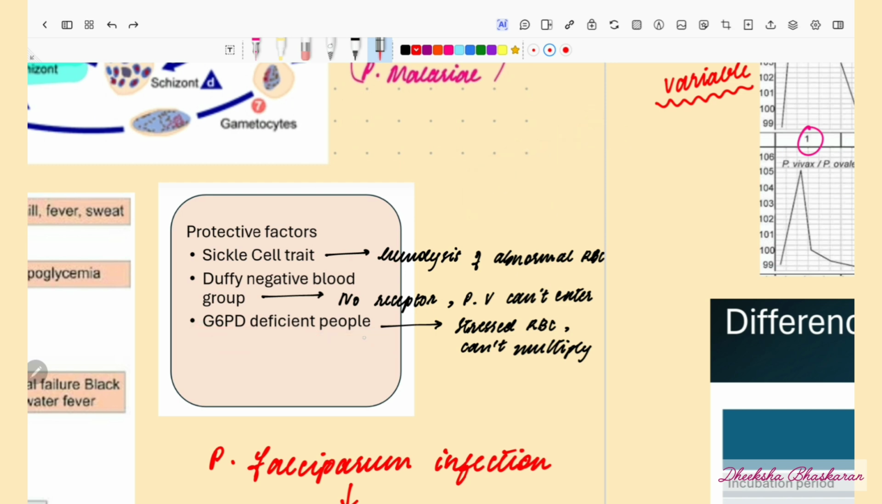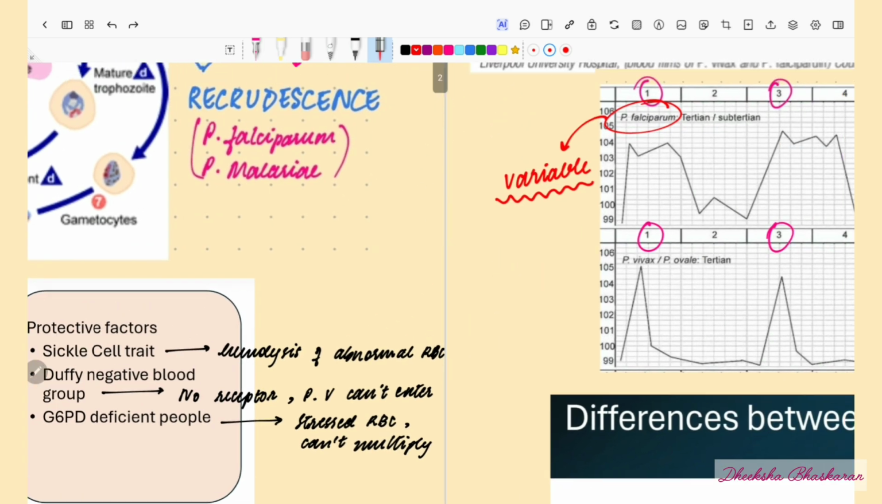G6PD deficiency. We know G6PD deficiency tackles oxidative stresses in the cell. When that is deficient, meaning the RBC has excess amount of reactive oxygen species, and the parasite cannot survive, cannot multiply, cannot survive in a red cell which is oxidatively stressed. It needs a healthy red cell to survive. So all these factors are protective. It prevents the person from getting the infection.